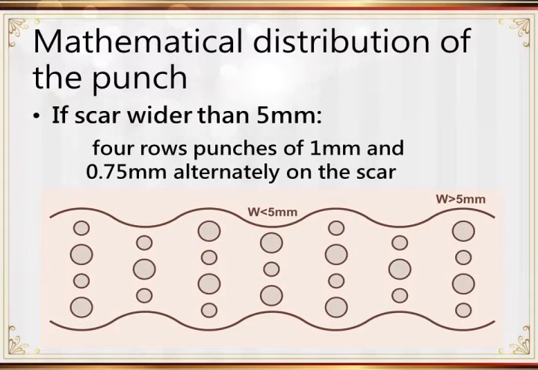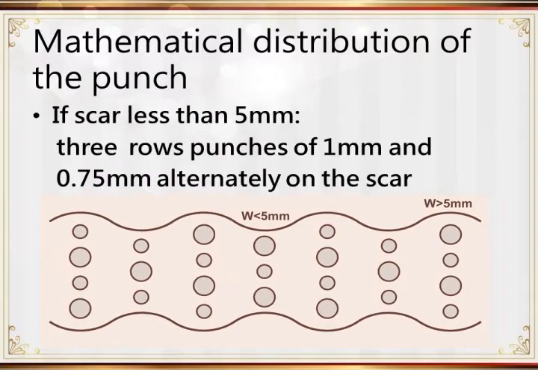Mathematical distribution of the punch. If scar wider than 5 mm, 4 rows punches of 1 mm and 0.75 mm alternately on the scar. Mathematical distribution of the punch. If scar less than 5 mm, 3 rows punches of 1 mm and 0.75 mm alternately on the scar.